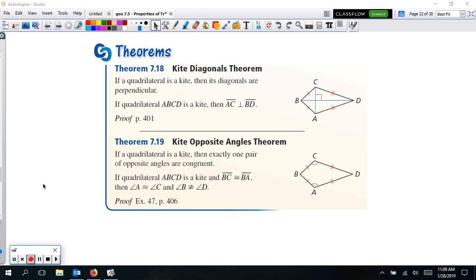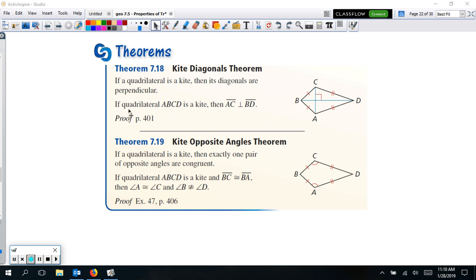Okay, so here's just another property for a kite. We already saw this property at the bottom, the 7.19, the opposite angles theorem. We already looked at that one. But there's a diagonal theorem for the kite as well. And that's where the diagonals in a kite are perpendicular to each other. They're not congruent. They're perpendicular to each other.